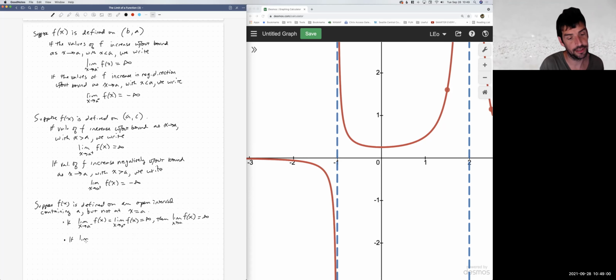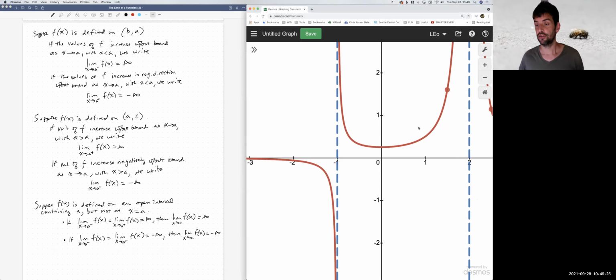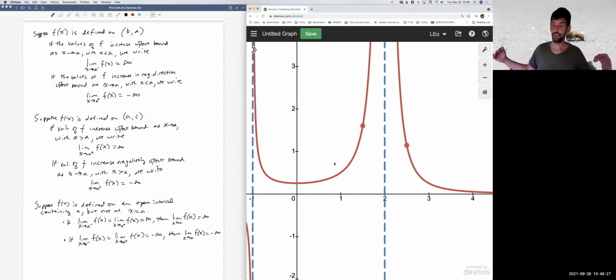If the limit as x goes to A from the negative side is equal to the limit as x goes to A from the positive side, and they're both equal to negative infinity as described above, then the limit as x goes to A of f of x is negative infinity. That's what we write, right? So we saw examples like this in this graph here. As we approach 2, both of them go to positive infinity, so we just say the limit of the function there is positive infinity, and we know that it means it doesn't matter which side we approach it from.